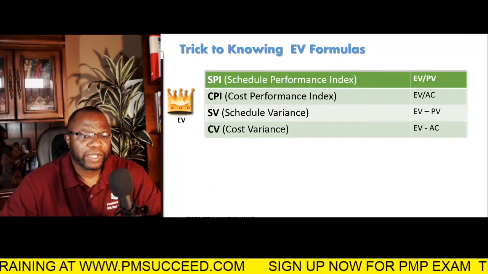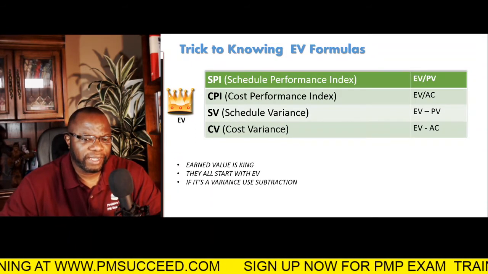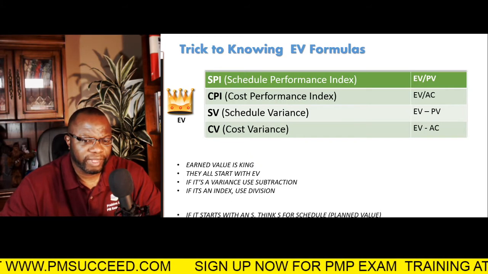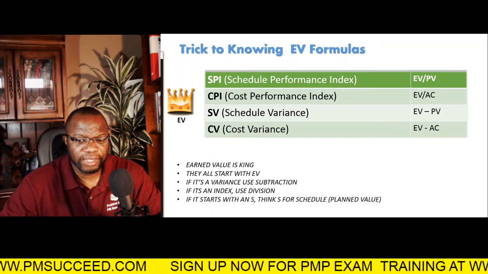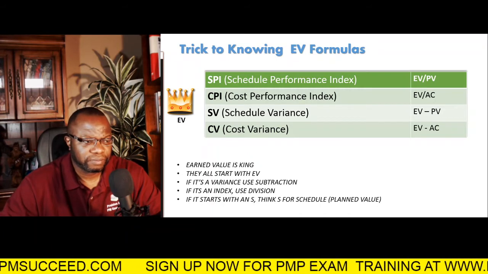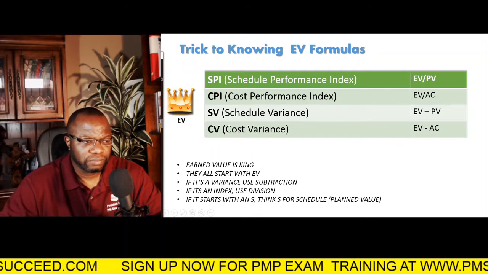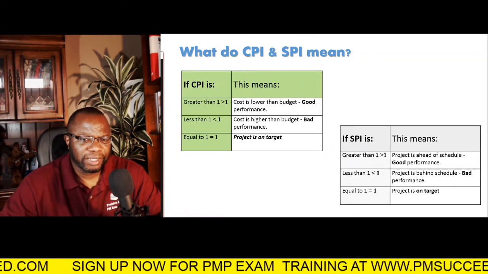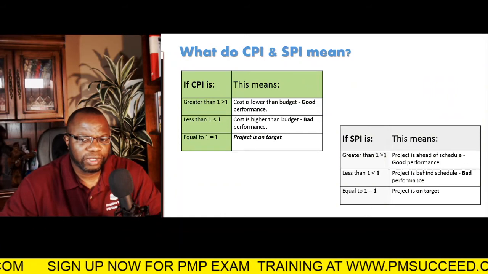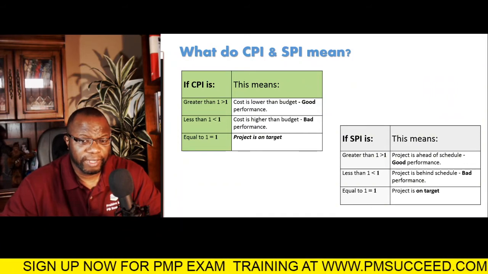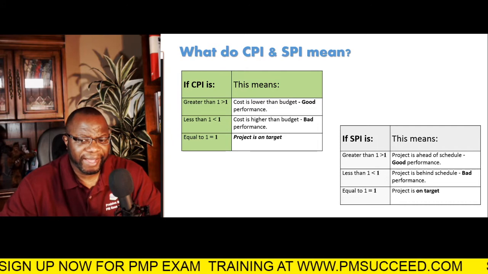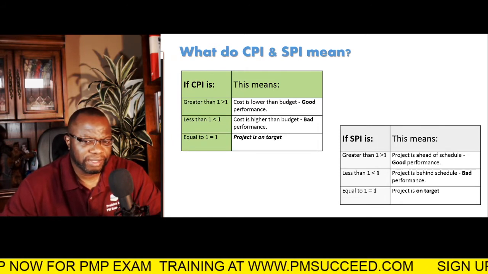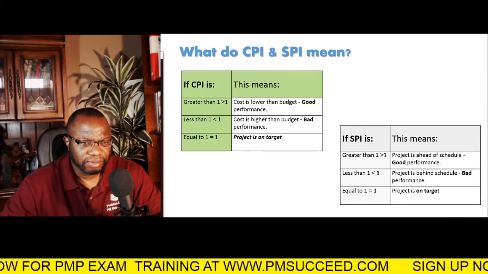Okay? You need to remember earned value is king. They all start with EV. If it's a variance, subtract. If it's an index, divide. If it starts with S, think S for schedule, planned value. In addition to this, you also need to remember that if your index is greater than 1, it's good, generally. If it's less than 1, it's bad. And if it's equal to 1, your project is on target. Okay?